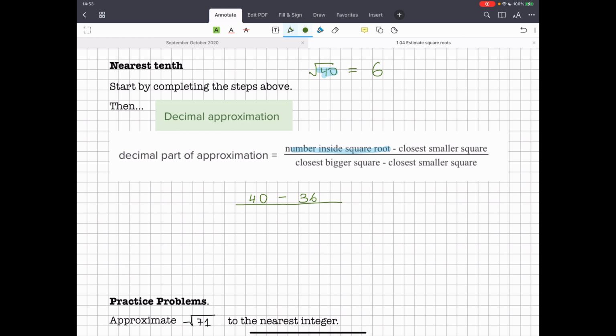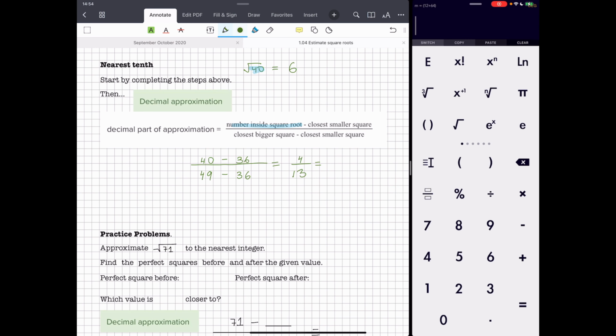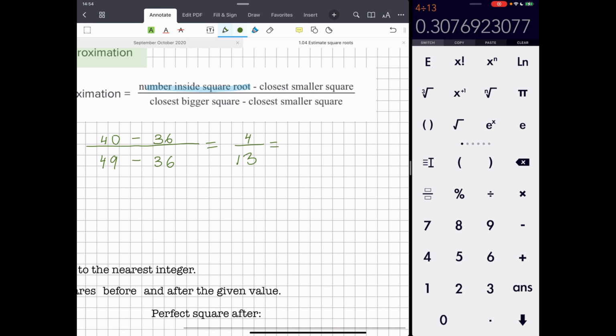In the denominator, we're going to take the square root that was larger than 40. In this case, it was 49. And we're again going to subtract the smaller one of 36. Now we can simplify this. 40 minus 36 is 4. And 49 minus 36 is 13. So now I have my calculator ready to go. I'm going to do 4 divided by 13, which is 0.307.